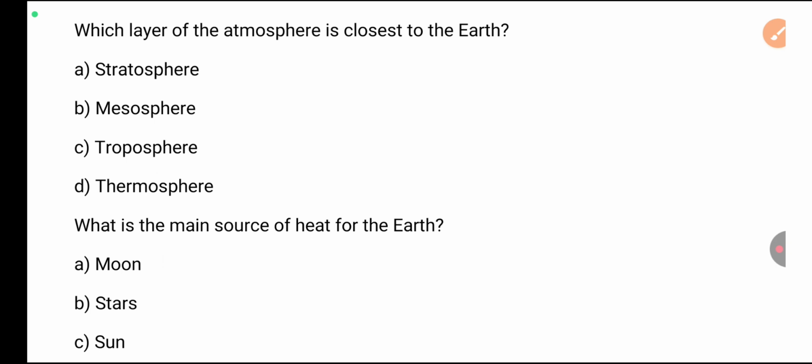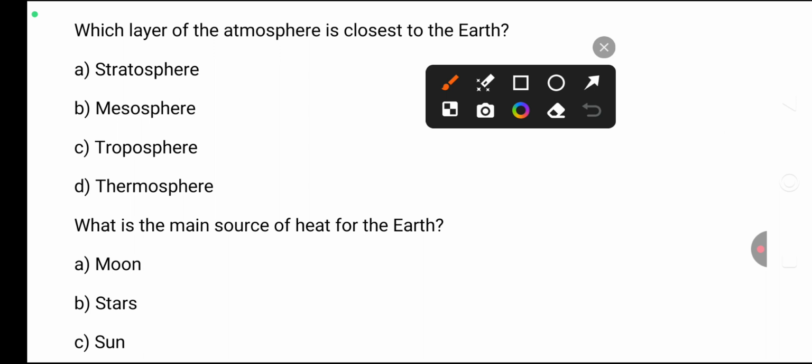Which layer of the atmosphere is closest to the earth? Option A is stratosphere, option B is mesosphere, option C is troposphere, and option D is thermosphere. The answer is C, troposphere. The atmosphere has 5 layers: the first is troposphere, second is stratosphere, third is mesosphere, fourth is thermosphere, and the last is exosphere. The closest layer is the troposphere.